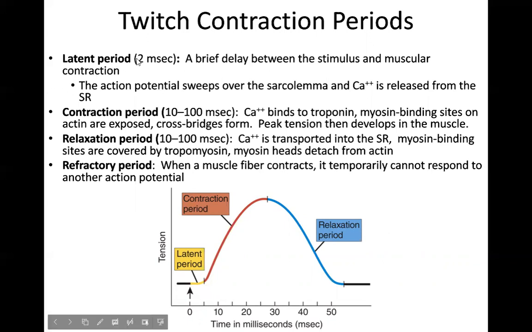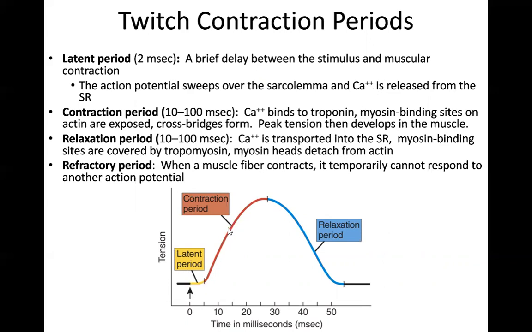This is the period, about 2 milliseconds, in which there's the delay between the stimulus, where we hit it with the signal, before we see any muscle tension developing. So there's no contraction taking place at this point. And it's because the action potential is sweeping over the sarcolemma and we're releasing calcium from the SR.